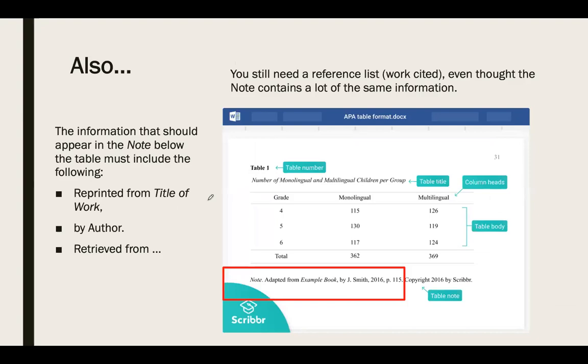You could say, retrieved from, adapted from, things like that. And you will still need to include a reference list, even though this note contains a lot of the same information, because the reader still needs to know where to find that. I will talk about the reference list shortly.